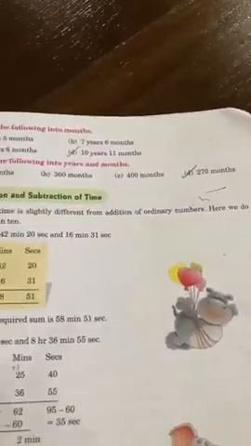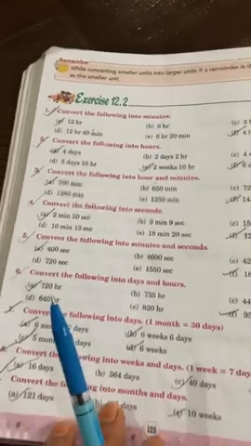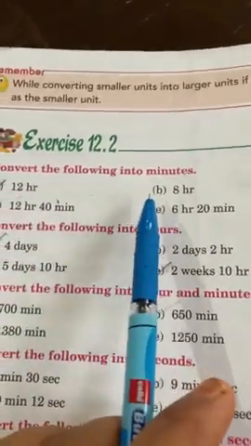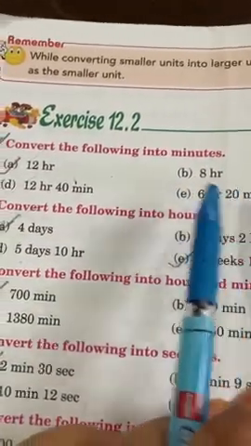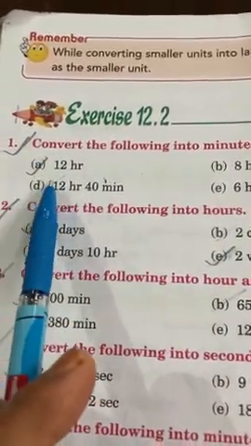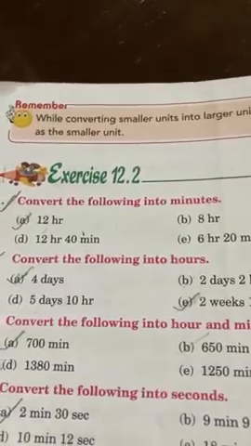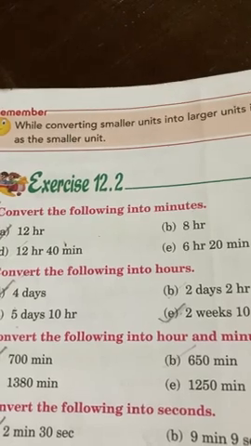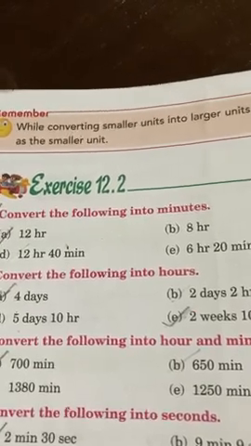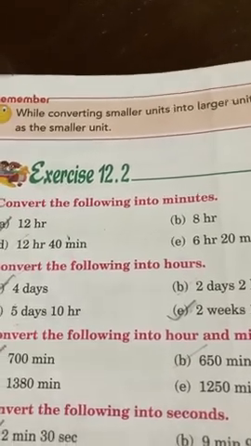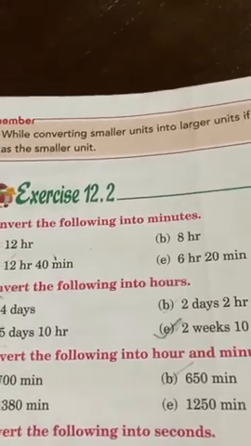Exercise number 12.2. So today we will start this exercise also. So what is given here? Convert the following into minutes. So here is 12 hours and we have to convert it into minutes. So how will we solve it? Just have a look. We have to convert hours into minutes. So as we know, 1 hour is equal to 60 minutes.